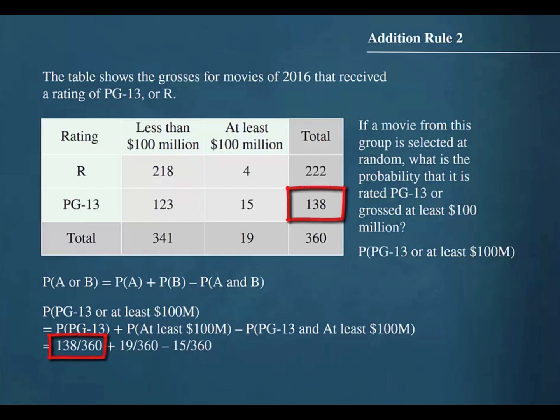There were 138 out of 360 that were rated PG-13. There were 19 out of 360 that grossed at least $100 million. And there were 15 out of 360 that were both rated PG-13 and grossed at least $100 million. So this probability would be 142 out of 360, which will reduce to 71 out of 180.